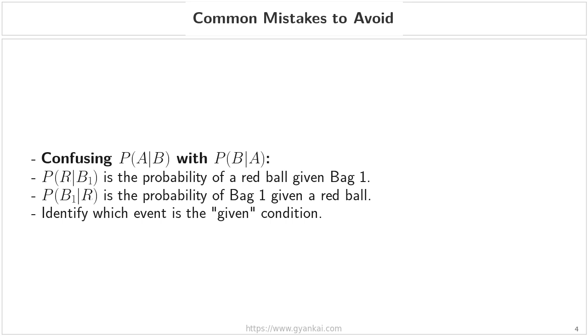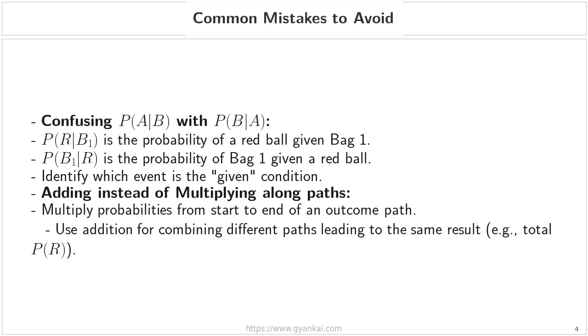First, a very frequent mistake is confusing the probability of a given b with the probability of b given a. In our previous example, look at the difference between p of r given b1 and p of b1 given r. The first one, p of r given b1, is the probability of drawing a red ball, assuming we already know we are looking at bag 1. However, p of b1 given r is something entirely different. It is the probability that we chose bag 1, given that we have already seen a red ball. To avoid this, always carefully identify which event is the given condition, the event that has already occurred.